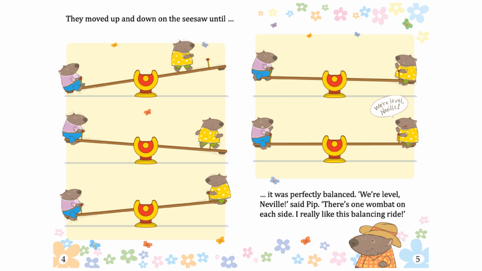"We're level, Neville," said Pip. "There's one wombat on each side. I really like this balancing ride." And we can see Neville's there. We can see that Pip is there saying, "We're level, Neville."